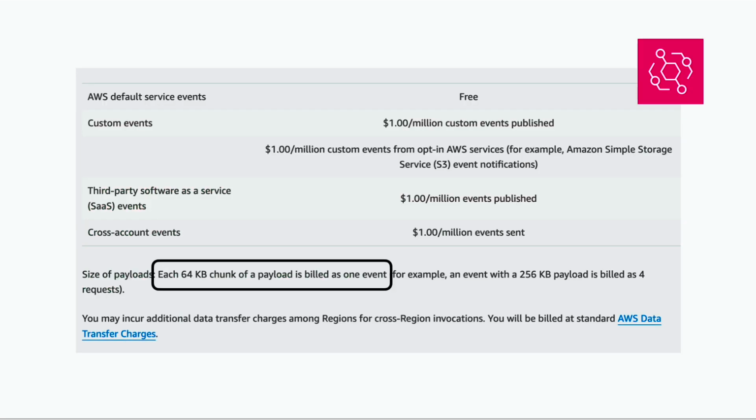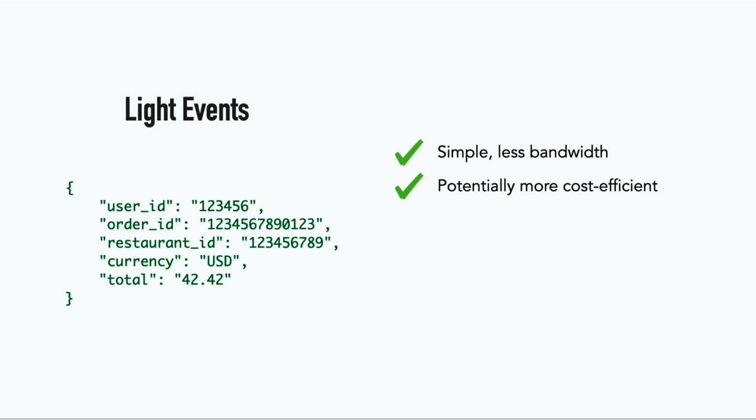And because EventBridge charges for events in 64 kilobyte chunks, for large events with lots of contextual data, it's potentially more cost efficient to not include everything, especially if you plan to store the event in, say, a DynamoDB table, in which case the chunk sizes are even smaller, so cost efficiency becomes an even more important consideration.